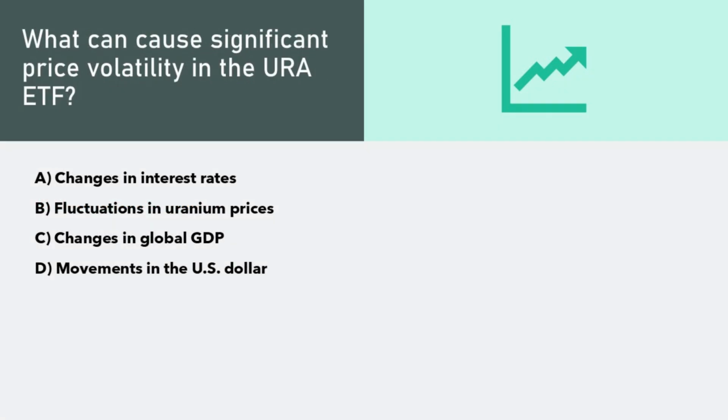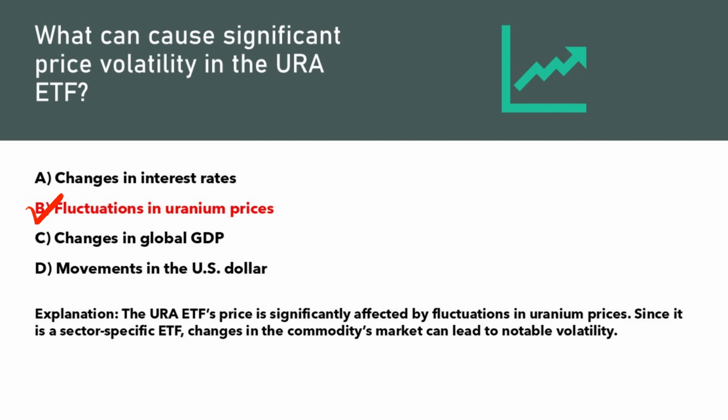What can cause significant price volatility in the URA ETF? Answer: B. Fluctuations in uranium prices. Explanation: the URA ETF's price is significantly affected by fluctuations in uranium prices. Since it is a sector-specific ETF, changes in the commodities market can lead to notable volatility.